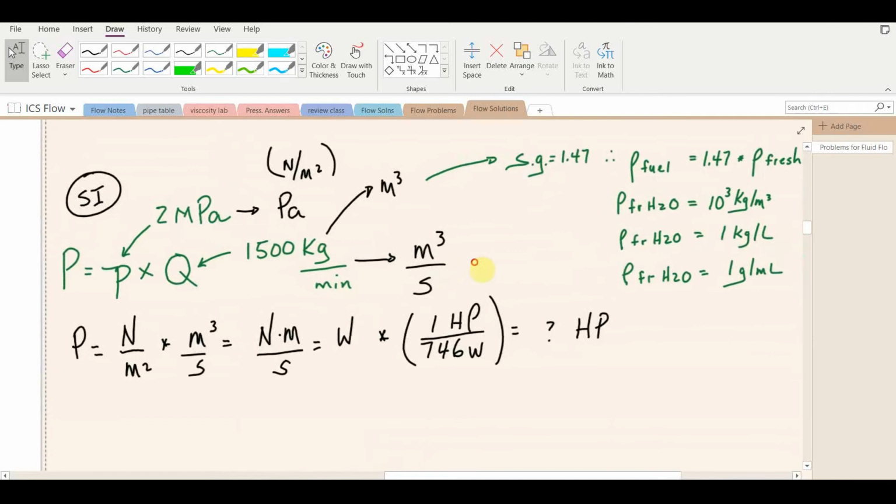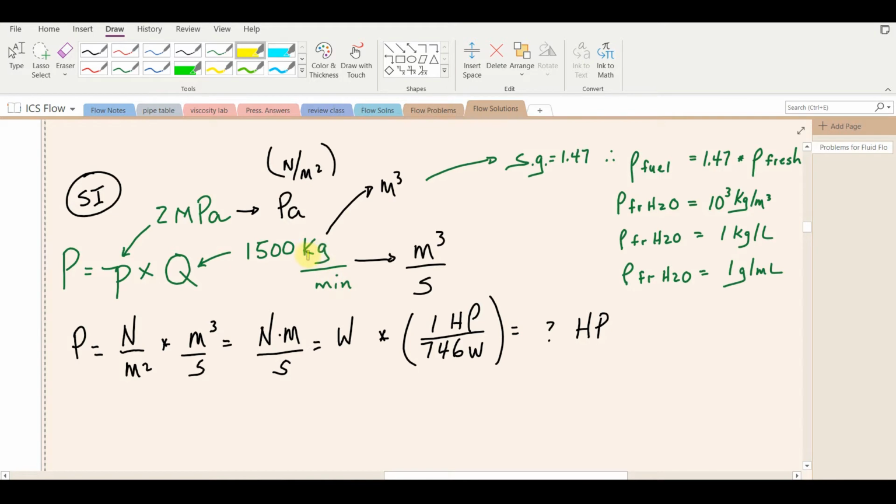So I would solve it like this. Working in the SI system, power is pressure times flow rate. We're told the pressure is 2 megapascals. You convert that to pascals. Recall that pascals are newtons per square meter. Now the flow rate we need in cubic meters per second, we're given 1,500 kilograms per minute. You can convert that to per second.